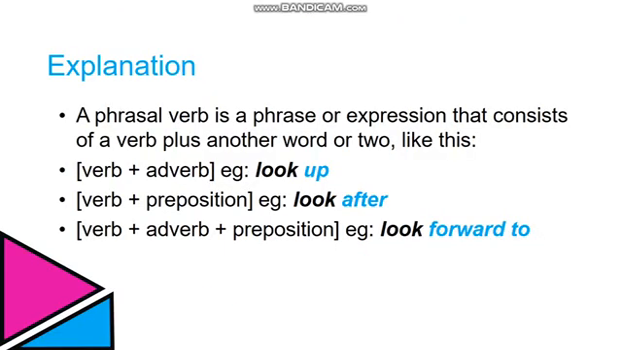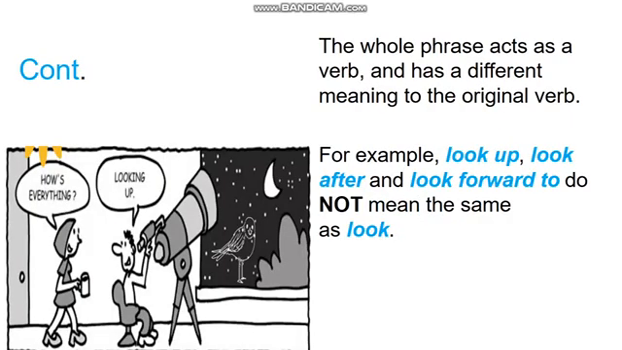So let me first explain what a phrasal verb is. It is a phrase or expression that consists of a verb plus another word or two. Verb plus adverb: look up. Here, look is a verb and up is an adverb. Verb plus preposition, for example look after. Next, verb plus adverb plus preposition, for example look forward to. Let's continue. The whole phrase acts as a verb and has a different meaning from the original verb. For example, look up, look after, and look forward to do not mean the same as look. Each of them carries a totally different meaning.